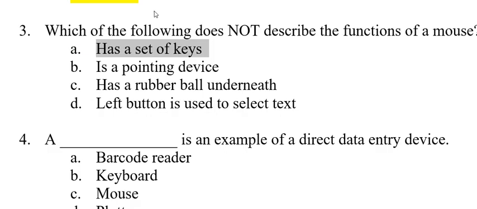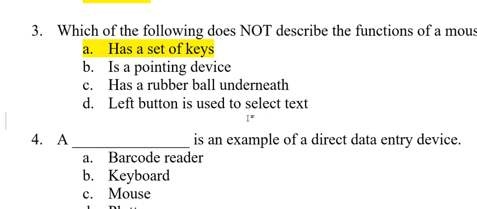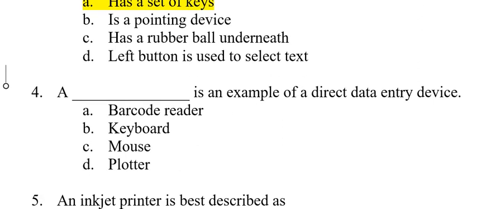Number four. Which is an example of a direct data entry device? Direct entry device. Okay. A plotter cannot be because that's an output, right? That's totally off. A mouse also is not a direct entry. A keyboard in here, but a barcode reader, yes, it's a direct entry.